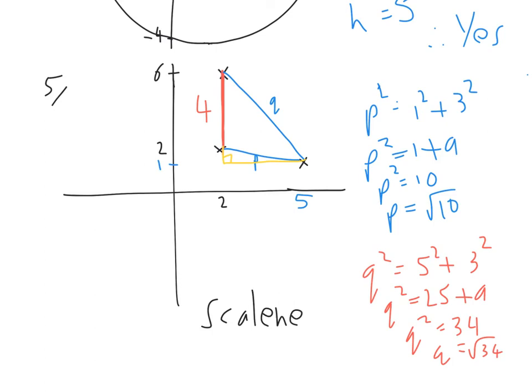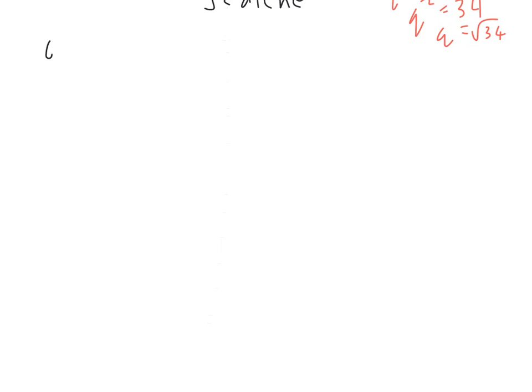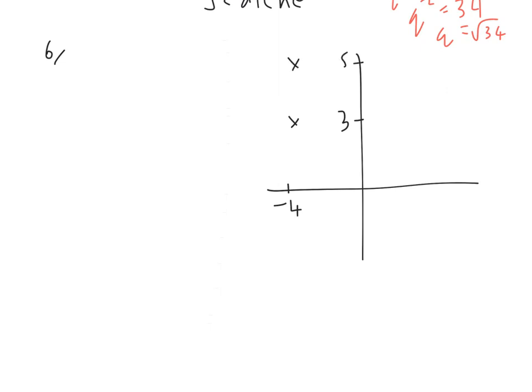Question 6, last one. We have a triangle with coordinates -4, 3, -4, 5, and 1, 5. We sketch that: -4, 3, -4, 5, and 1, 5. Join them up. Now my scale might not be very good. Let me see. It runs from 3 to 5, a distance of 2, and runs from -4 to 1, a distance of 5. That seems okay.